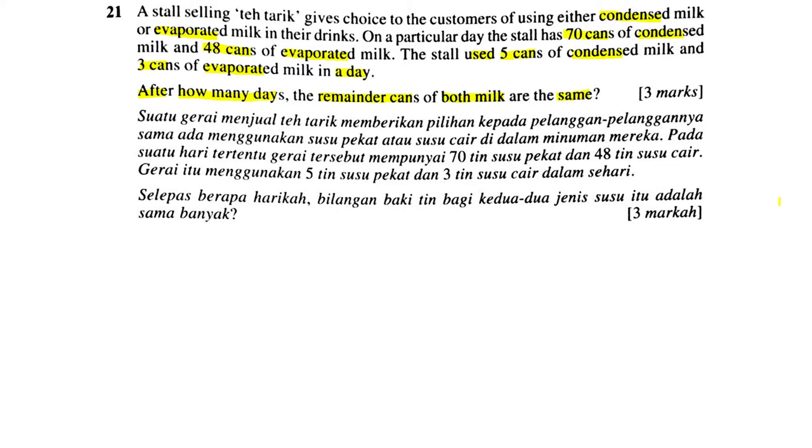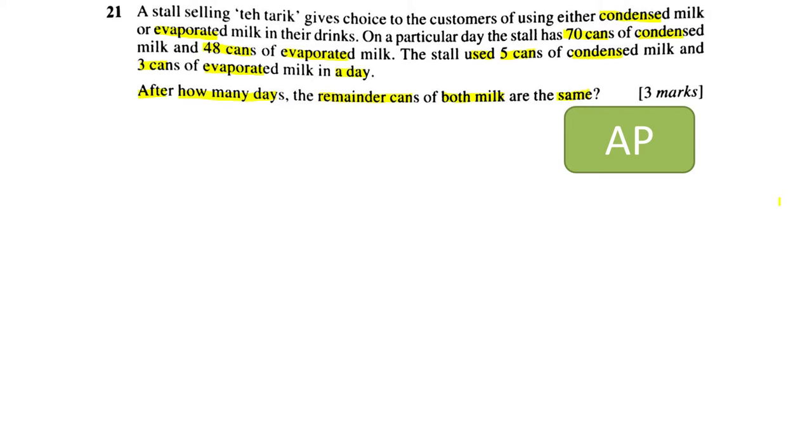Is this an AP or GP? The milk will reduce constantly every day, right? So this is the AP. We have two progressions here. So can you please tell me what is the A and D for condensed milk? 70 is A, and then D is? Minus 5 is the difference. Yes, correct. For condensed milk, A is 70 and the common difference is negative 5. Have to be careful. If increase is positive, for decrease you have to put negative there. What about evaporated milk? 48 and minus 3. Yes. So the remainder cans here stand for Tn or Sn? Tn, okay, not Sn, because it's not about the total, it's about the amount of cans at a certain day.